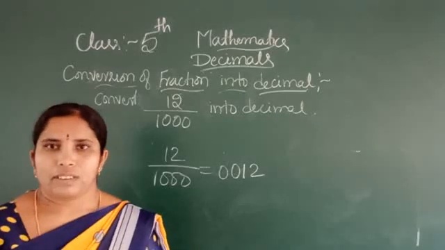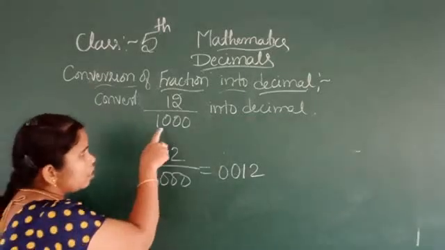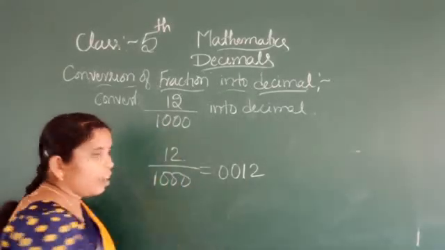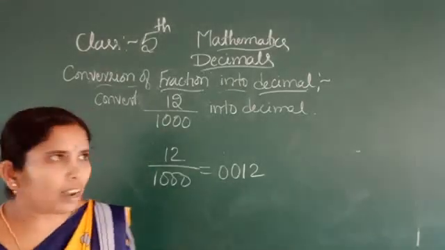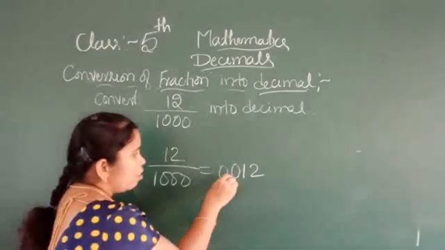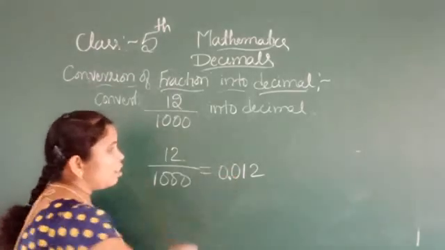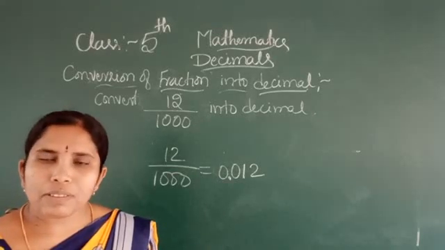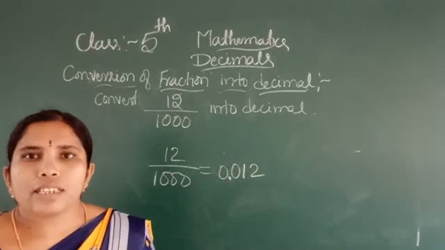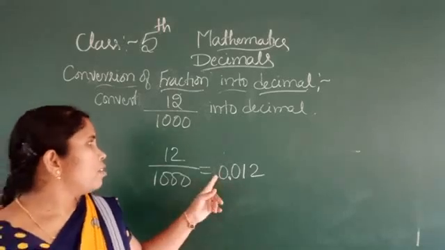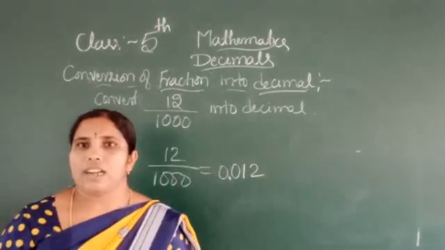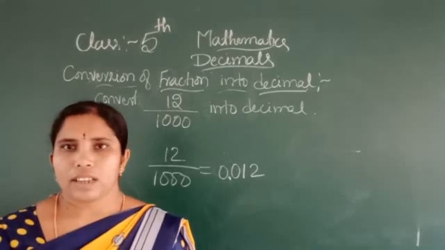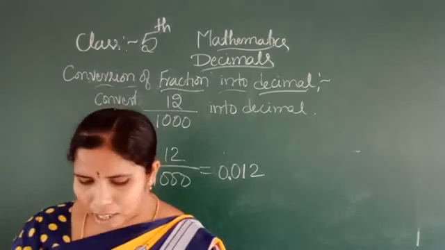Now observe how many zeros are there? There are 3 zeros. Now count from the right side. See, 1, 2, 3. Put the decimal point 3 digits after from the right side. So this is the decimal form of 12 by 1000. Are you understand? See, I will take one more example.